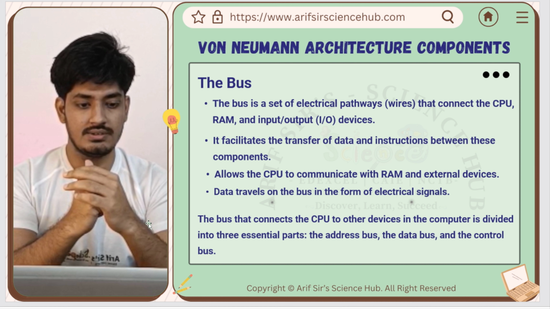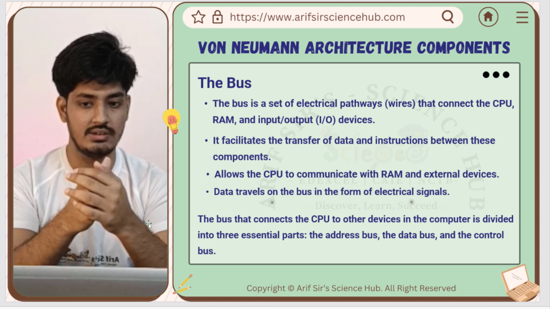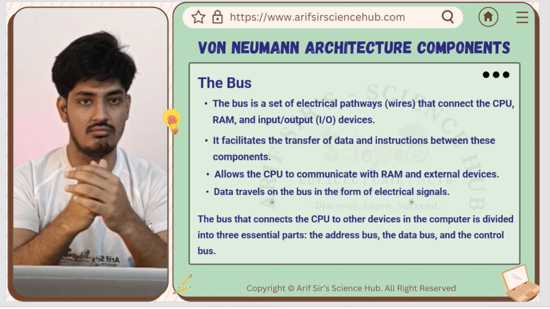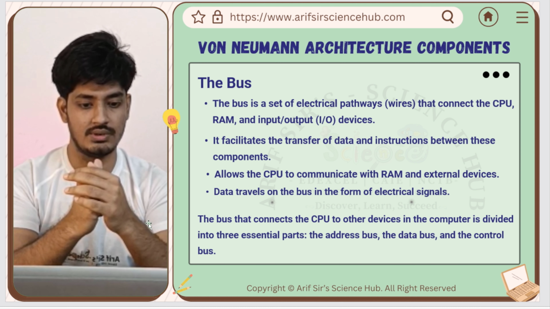It facilitates the transfer of data and instructions between these components. That means it will transfer the instructions between the CPU and the IO, or the peripherals. The bus allows the CPU to communicate with RAM and external devices. External devices could be input-output devices like your keyboard, mouse, monitors, scanners, printers, whatever it is, and it will connect them to the components on the bus in the form of electrical signals, because we know that a computer is basically an electronic device. That means it will work with electronic signals and transfer them between the components.